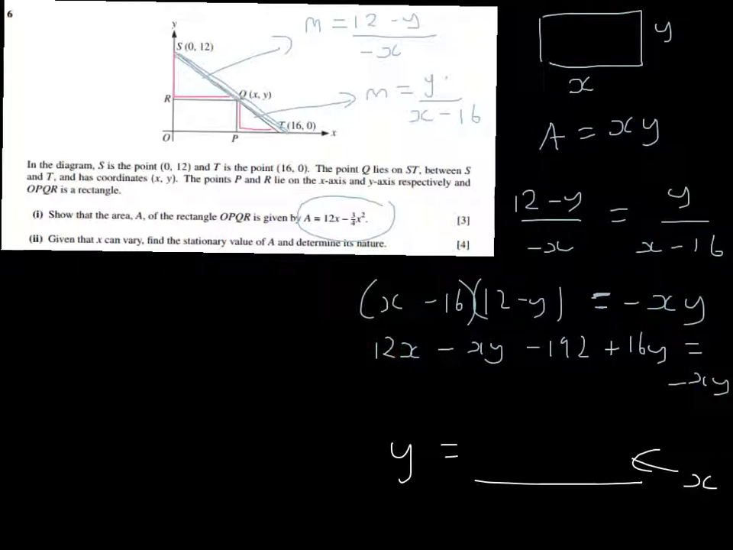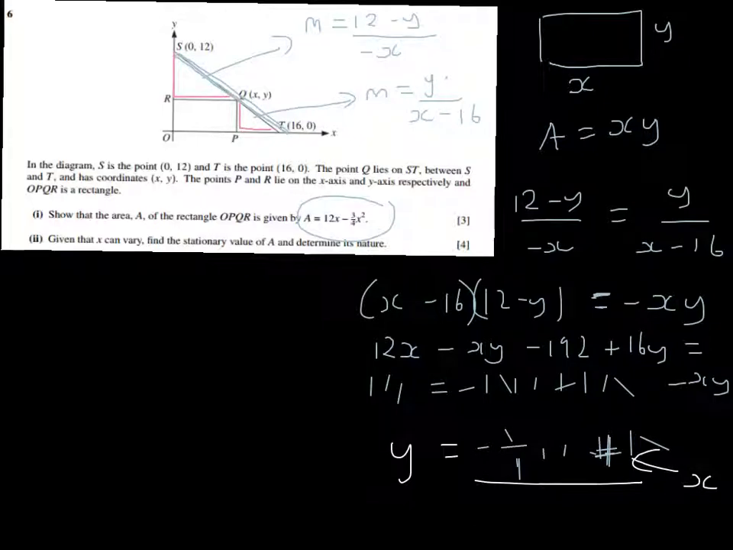I'm not actually adding stuff to the other side, I'm taking things away from the same side. But anyway, that's going to end up with 16y equals negative 12x plus 192. And when I divide everything through by 16, I'm going to get negative 12 over 16, which is negative 3/4 x plus 12 as my expression for y in terms of x.